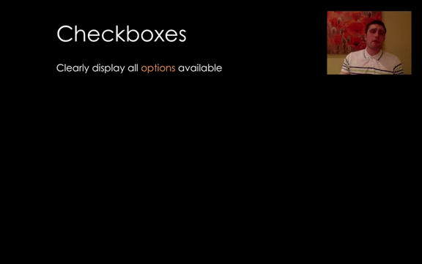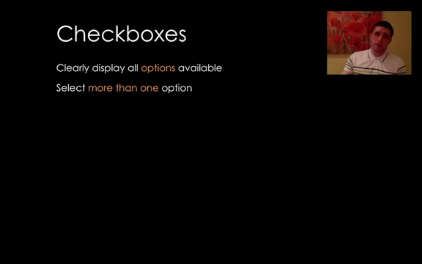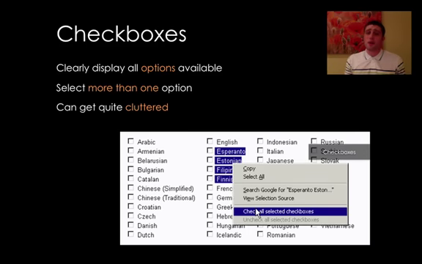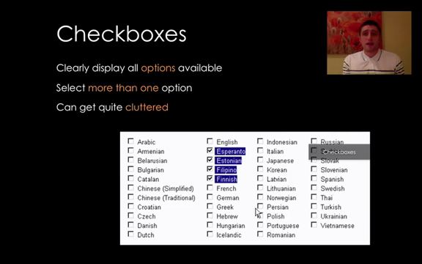Checkboxes. So the great thing about checkboxes is it clearly displays all options that are available to a user to input. They can select more than one, unlike a radio button where you can only select one. It can get quite cluttered with checkboxes, so we have to be careful with how many we use on a page, and we also must consider the layout or positioning of them on the page. So for example here, you can see that there's quite a lot going on. And this could be quite overwhelming for a user as well, so we do have to take this into consideration.